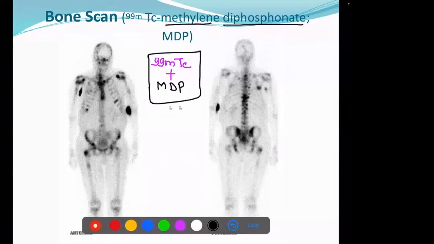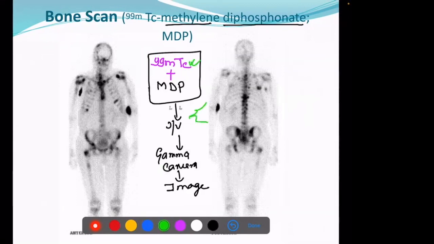We mix it, and we give this MDP technetium-99 intravenously. After that, the patient lies on a bed just like a CT scan bed, but a gamma camera will take the image. Why gamma camera? Because the technetium-99 releases radiation, gamma radiation, that is captured by the gamma camera. And once we get the image, it looks like this one.